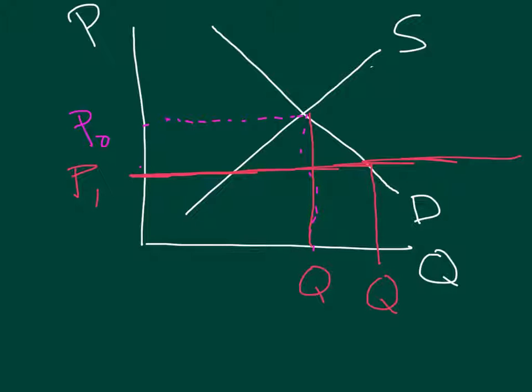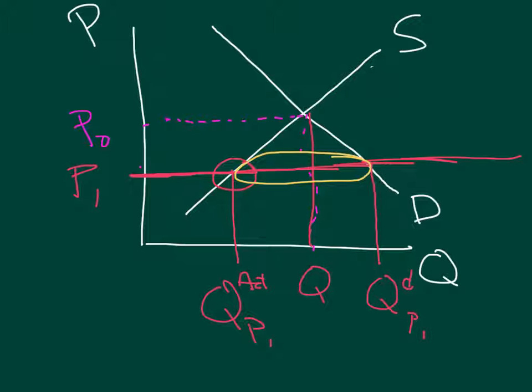So this is QP1. That's what they would like to consume. However, because suppliers don't want to supply that much, they are stuck here. So this is Q actual, and this is Q demanded P1, and this is Q actual P1. And what you see here is a shortage.